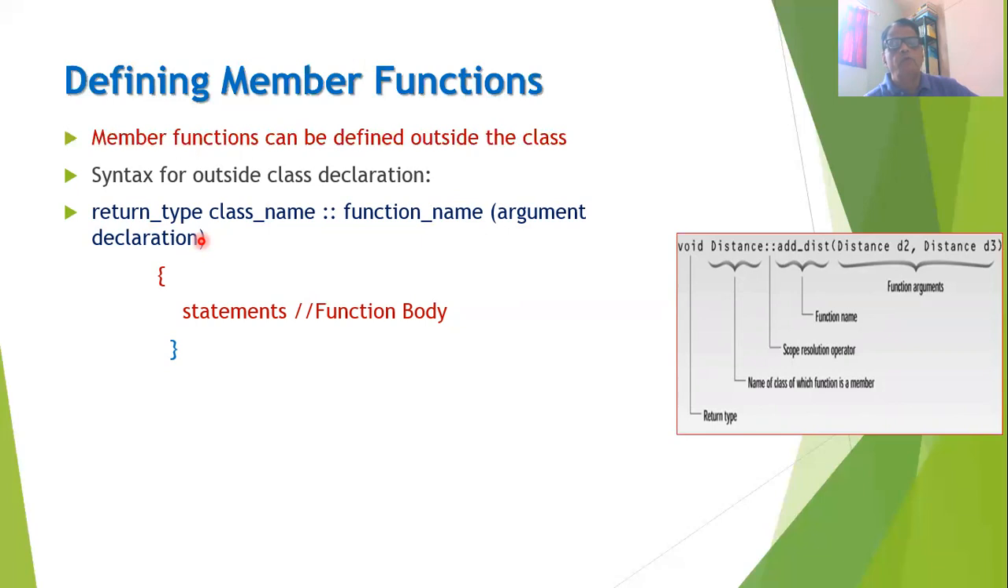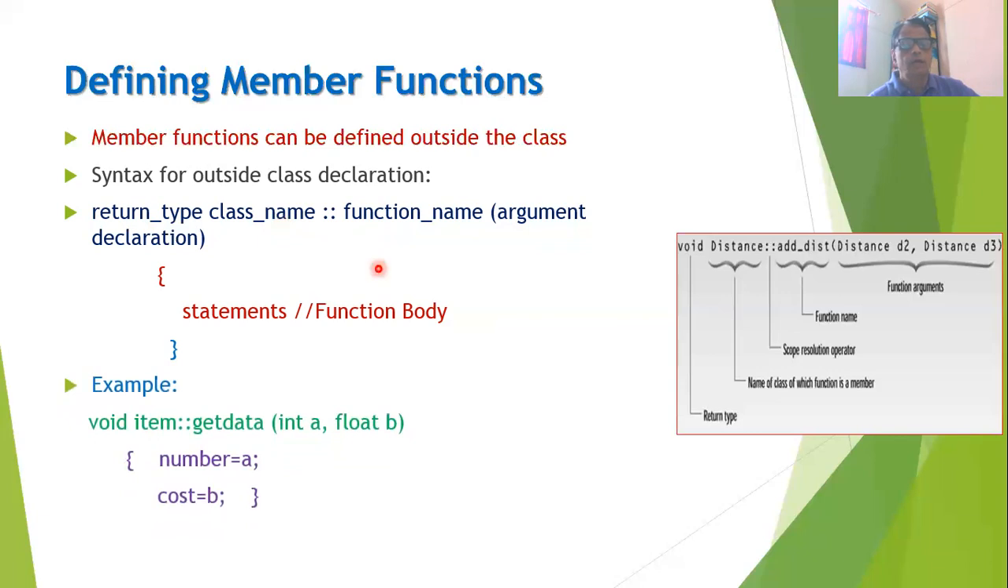Initially we have to write the return type, because every function has some return type. Then, since you are outside the class and this function is a member of a class, the compiler must know it. So in order that the compiler should know it, we mention the class name. And then we attach a scope resolution operator so that the compiler will know that this function actually belongs to this class. It is a member function of this class.